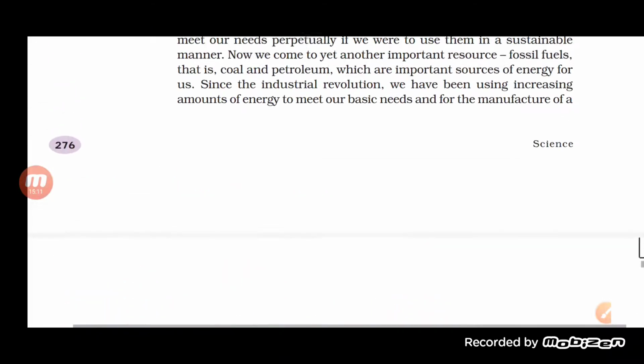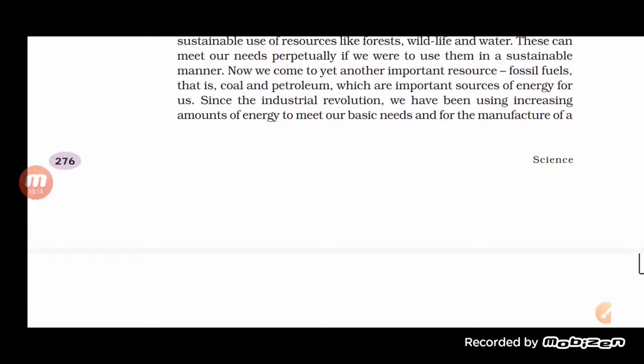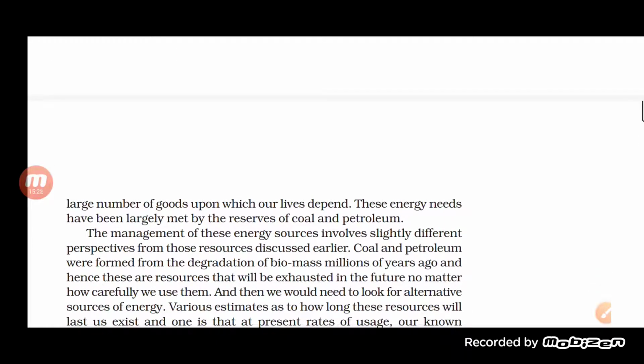Now let us see: since the industrial revolution we have been using an increasing amount of energy to meet our basic needs and for the manufacture of a large number of goods upon which our life depends, and the energy needs have been largely met by the reserves of coal and petroleum. The energy that we get from coal and petroleum is used for different purposes in developing the large number of goods on which our life totally depends.